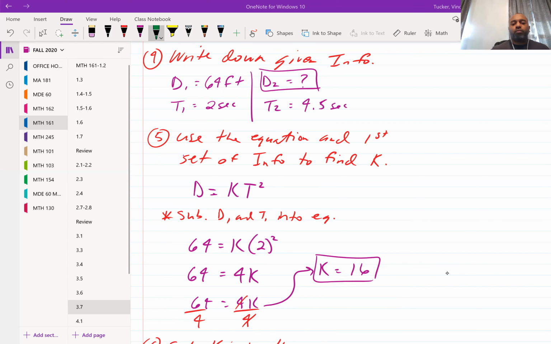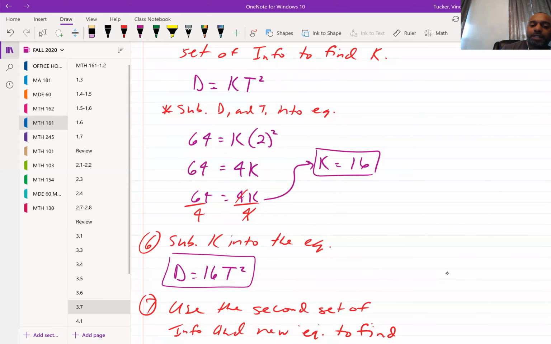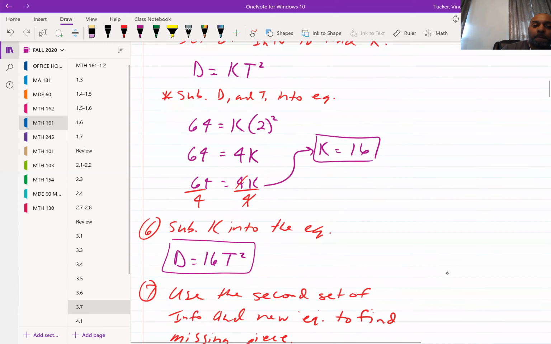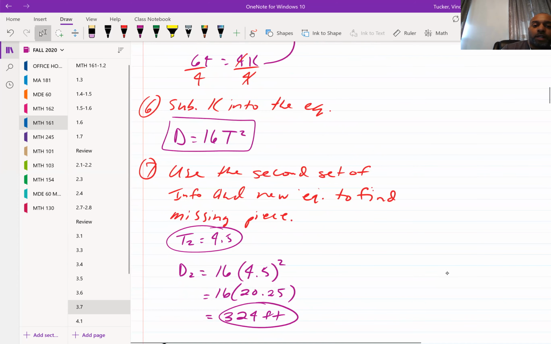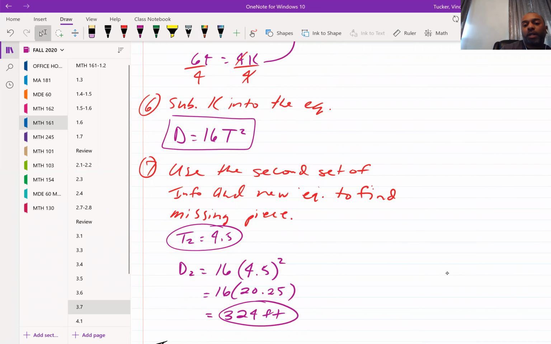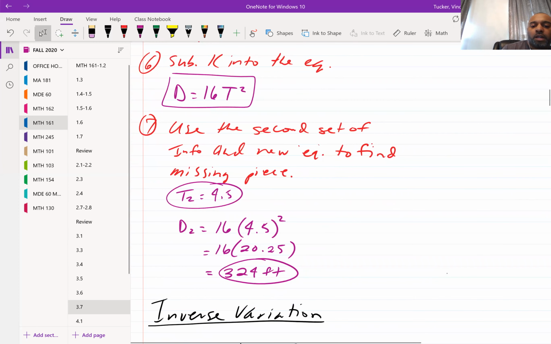So we have K, and now we can put K into the equation because remember that's your constant of variation. That K is going to stay the same throughout the rest of the problem. So now we have D is equal to 16T squared. Now we use the second set of info and this new equation that has 16 in it to find the missing piece. All right, so we're looking for D2, and we can do 16 times 4.5 squared. 4.5 squared is 20.25. Multiply that times 16, and that's how far they will fall in 4.5 seconds.